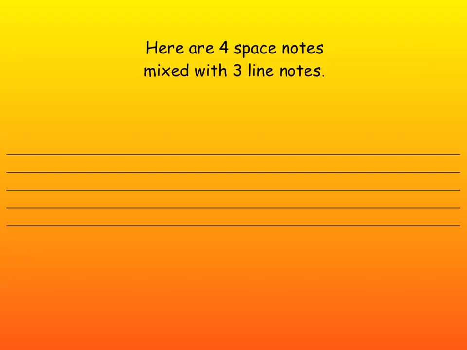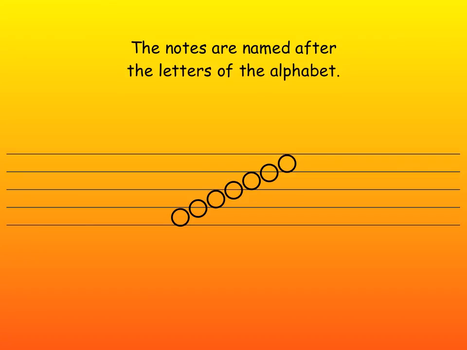Here are 4 space notes mixed with 3 line notes. Now they get moved together, and you can see they go straight up in a line. Space, line, space, line, space, line, space. The notes are named after the letters of the alphabet, A, B, C, D, E, F, and G.